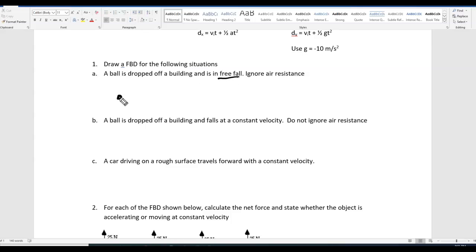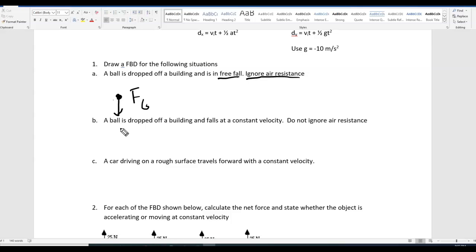I have the force of gravity acting on the ball, and that's it. So, force of gravity acts down, the dot represents the object, I label that FG, and I'm done. And by the way, it says ignore air resistance, but as long as you know free fall means the only force acting is the force of gravity, it's still an easy FBD to draw.